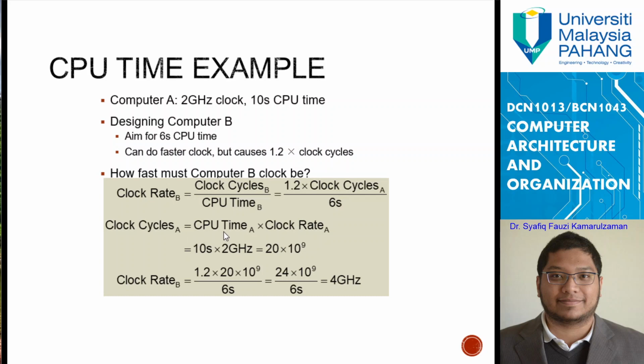So clock cycles A is equal to CPU time A times clock rate A, equal to 10 seconds times 2 gigahertz, equal to 20 times 10 to the power of 9. So clock rate B is 1.2 times 20 times 10 to the power of 9 divided by 6 seconds, equal to 24 times 10 to the power of 9 divided by 6 seconds, equal to 4 gigahertz. Basically, in order to have a 6-second CPU time with 1.2 times more clock cycles, you need a 4 gigahertz CPU.